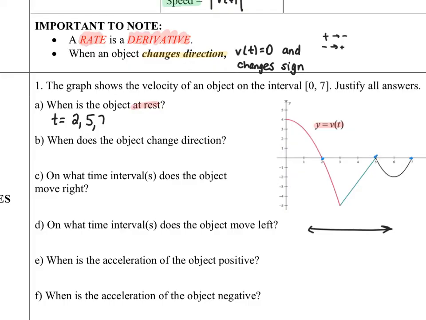And my reason is because velocity equals 0. So this justification part is accomplished right here. I just say what it is about this velocity graph that made me pick those values.